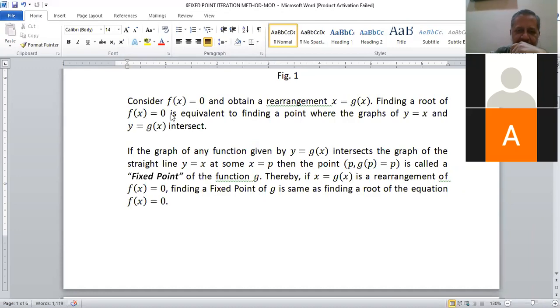Finding a root of f(x) = 0 is equal to finding the point where the graphs of y = x and y = g(x) intersect. If the graph of any function given by y = g(x) intersects the graph of the straight line y = x at some point x = p, then the point (p, g(p)), where g(p) is same as p, is called a fixed point of the function g. Thereby, x = g(x) is a rearrangement of f(x) = 0, and finding a fixed point of g is same as finding a root of the original equation.